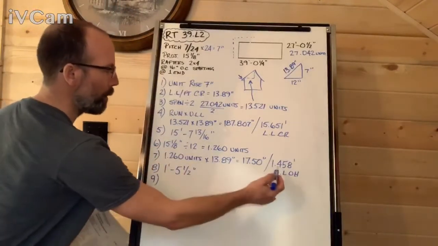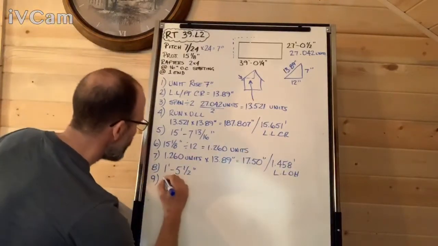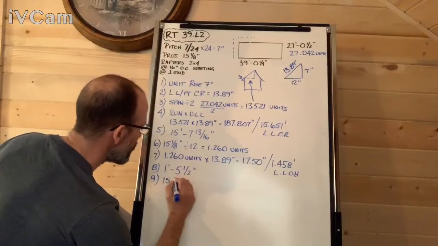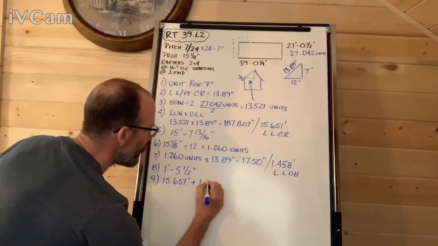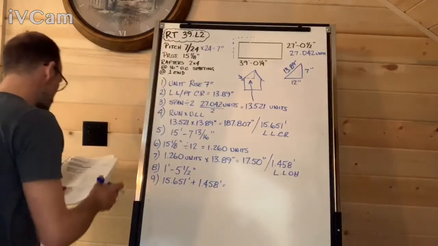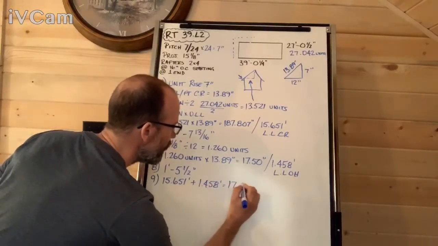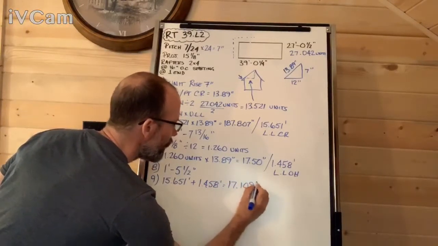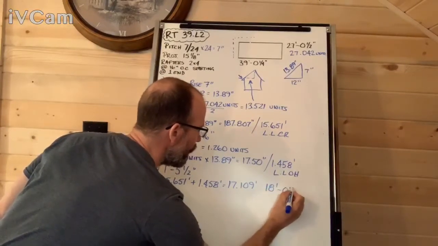We can confirm that by adding these two decimal feet together. We've got 15.651 feet plus 1.458 feet to give me a total of 17.109 feet. So I know that I have to order an 18 foot.